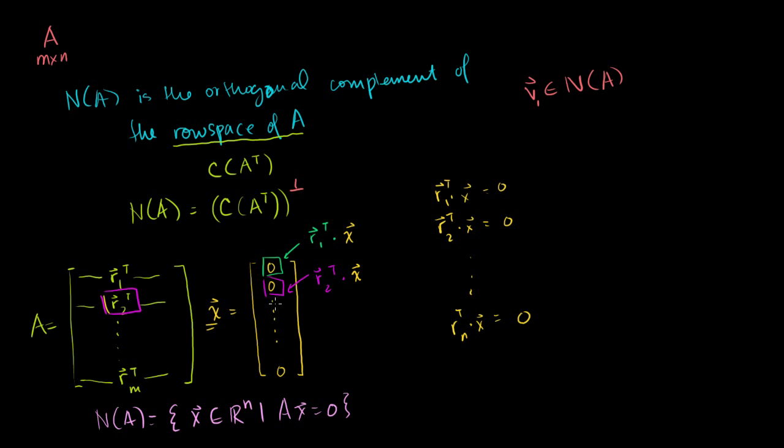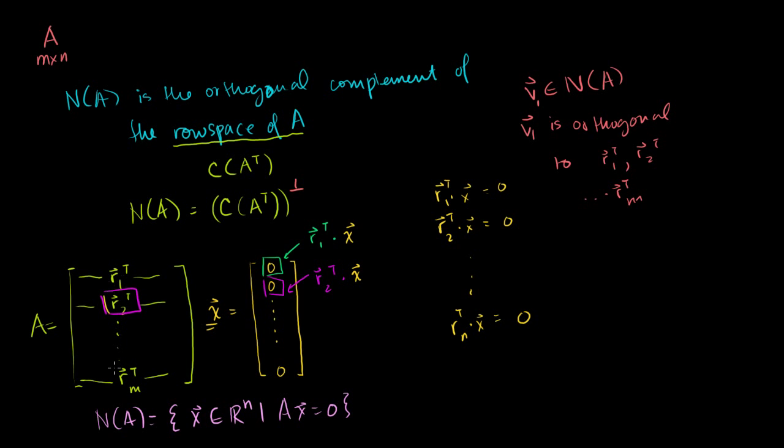A times v is equal to 0 means that when you dot each of these rows with v, you get 0. Or another way of saying that is that v1 is orthogonal to all of these rows, to r1 transpose, that's just the first row, r2 transpose, all the way to rm transpose. So this is orthogonal to all of these, by definition, for any member of the null space.